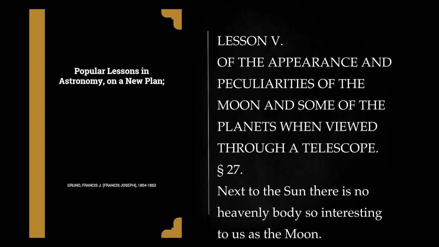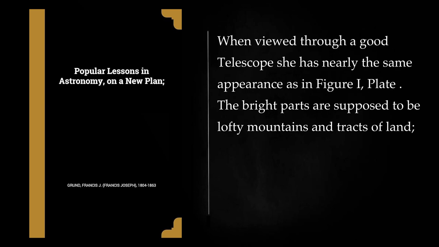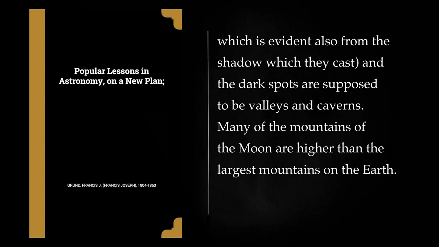Lesson V. Of the appearance and peculiarities of the Moon and some of the planets when viewed through a telescope. Section 27. Next to the Sun, there is no heavenly body so interesting to us as the Moon. When viewed through a good telescope, she has nearly the same appearance as in Figure I, Plate. The bright parts are supposed to be lofty mountains and tracts of land, which is evident also from the shadow which they cast, and the dark spots are supposed to be valleys and caverns.